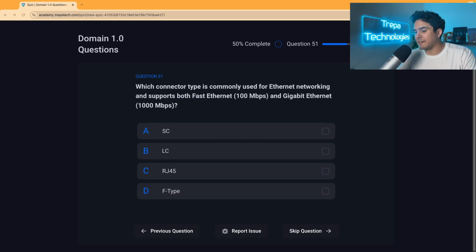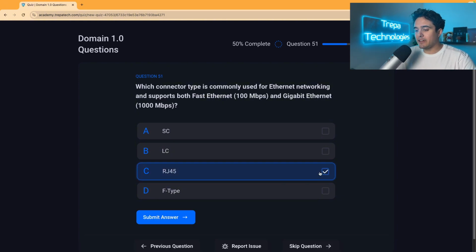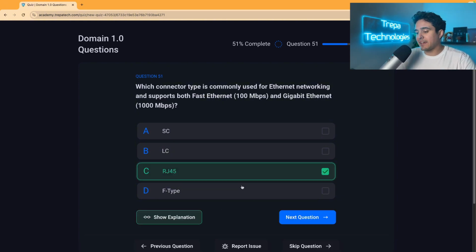Question 51. Which connector type is commonly used for Ethernet networking and supports both Fast Ethernet and Gigabit Ethernet speeds? So we're going to go with RJ45 here. That's the connector type we use for unshielded or shielded twisted pair, what we call Ethernet, right? An Ethernet cable, which is really just an RJ45 cable connector, and STP or UTP, shielded or unshielded twisted pair.